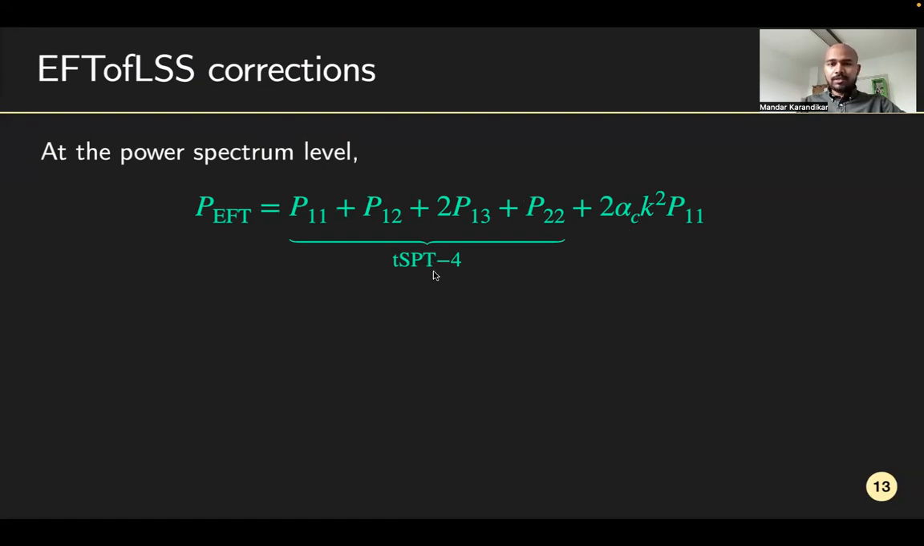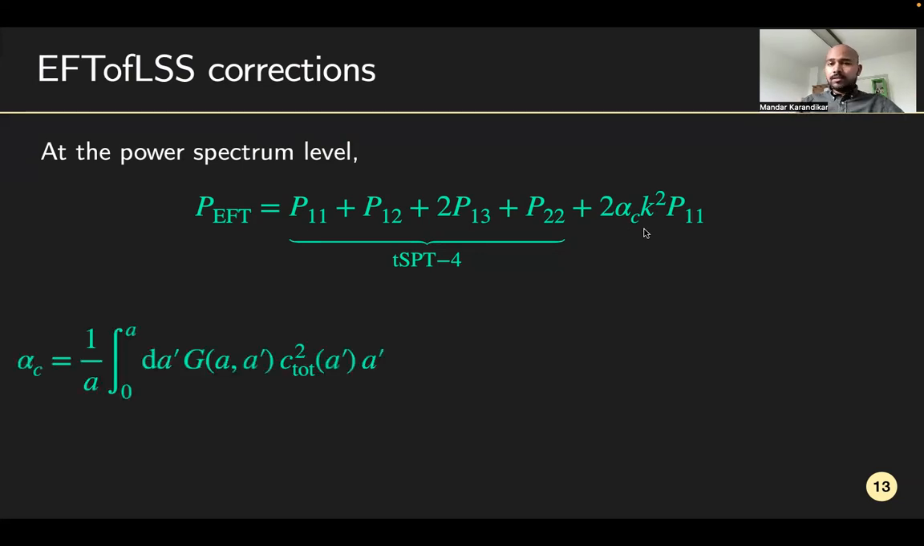SPT is standard perturbation theory. 4 here refers to the fact that we stop at 4th order in the overdensity. And then the T means that you are truncating the SPT. So you could do SPT with the linear overdensity that we've described, or as you should do in EFT, you truncate the initial overdensity. So you delete in the initial overdensity all modes which are larger than the cutoff scale.